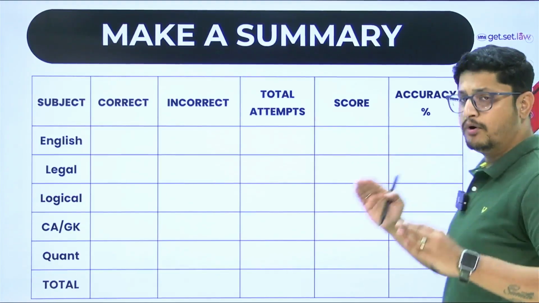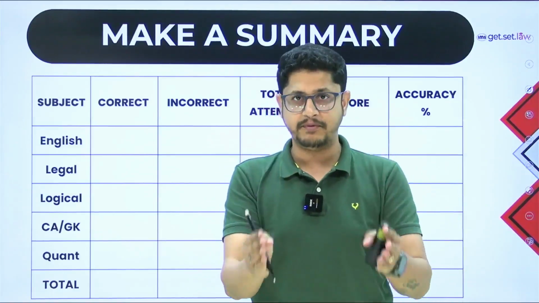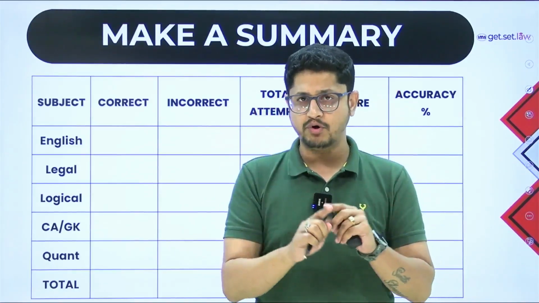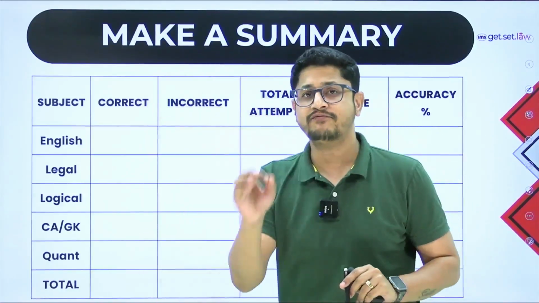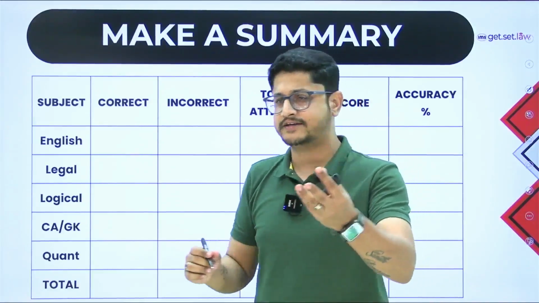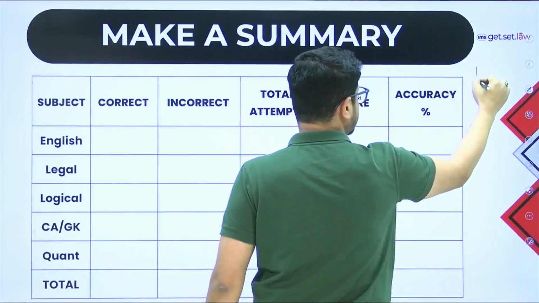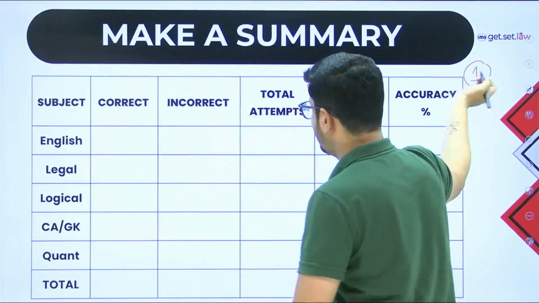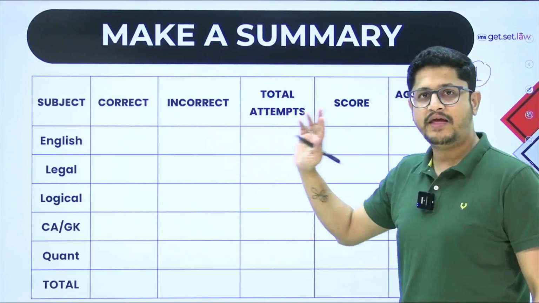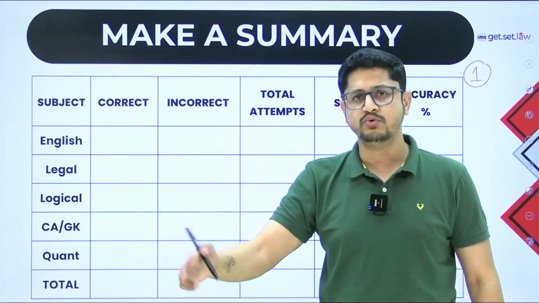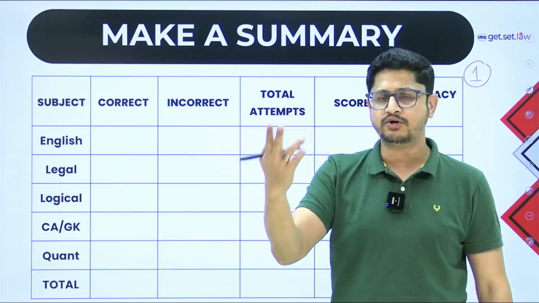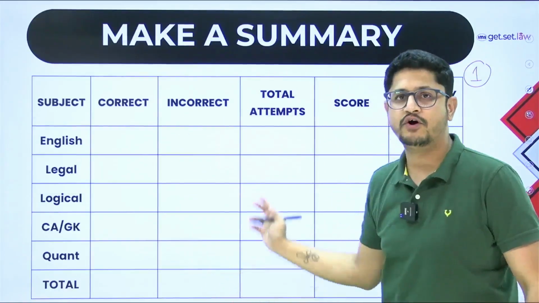In the book, the register which you have made, first you should have the summary of that particular mock. For example, if you have appeared for mock number 1, the summary for mock number 1 will be this. Then when you appear for mock number 2 or sim CLAT number 2, this would be the summary for your sim CLAT number 2.